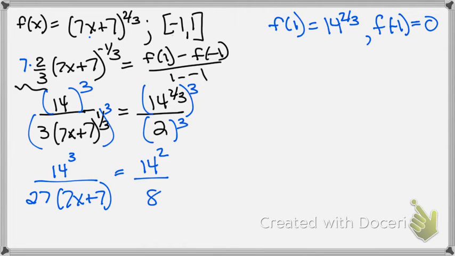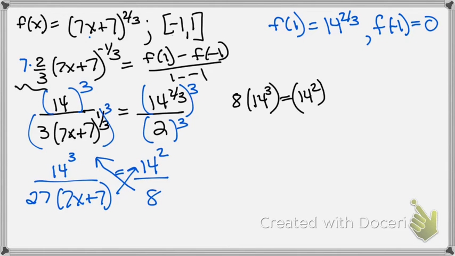Okay, so now I can see one way to get rid of those 14 squared and cubed. You could figure out what those are with your calculator or whatever. But if you cross multiply right now, I think you'll find an easier way to get rid of them. I'm going to leave those 14 cubed and squared the way they are. Okay, so I have 8 times 14 cubed equals 14 squared times 27 and times a 7x plus 7.